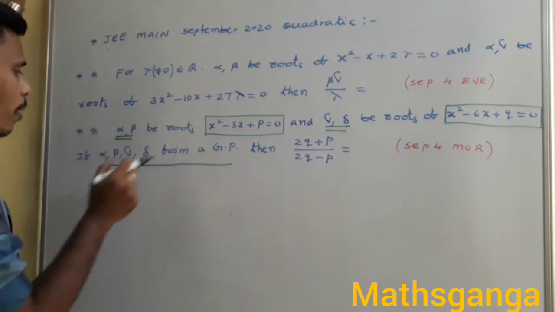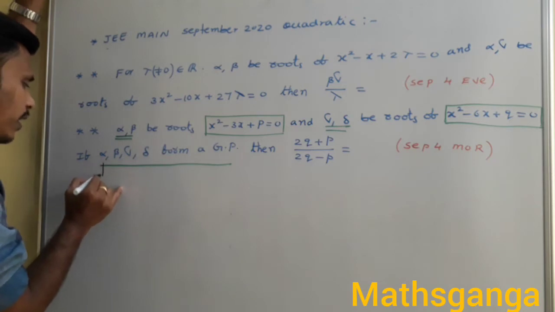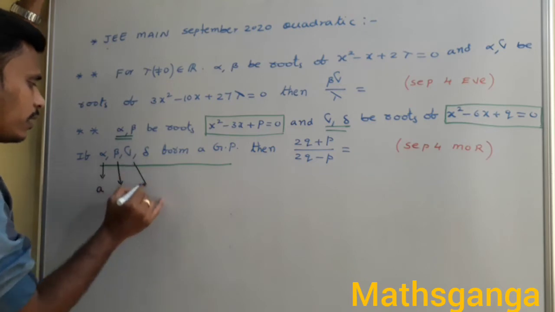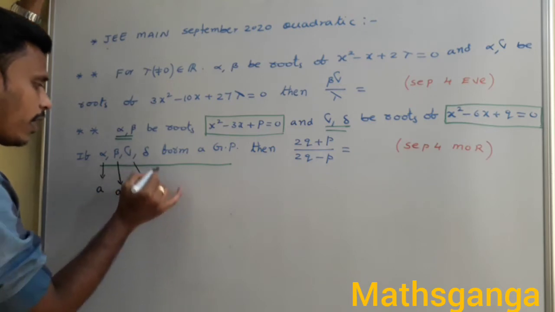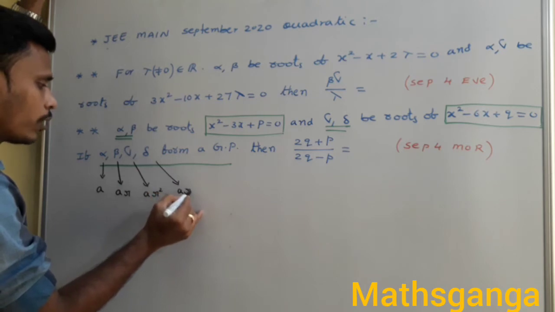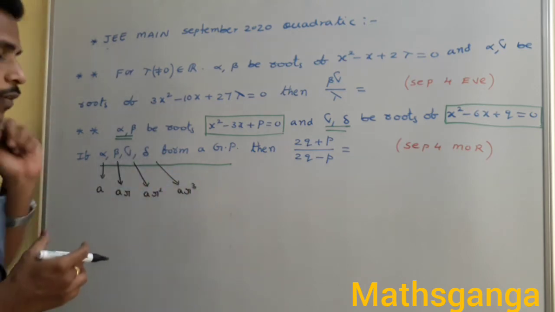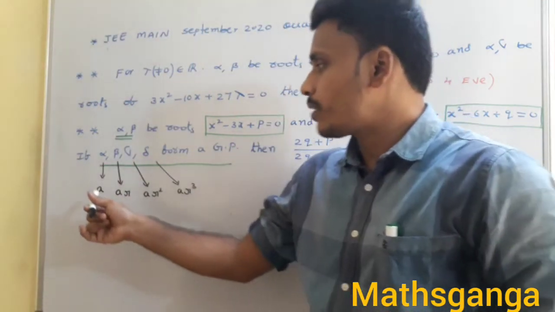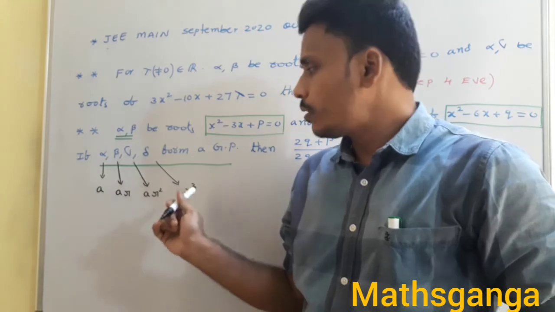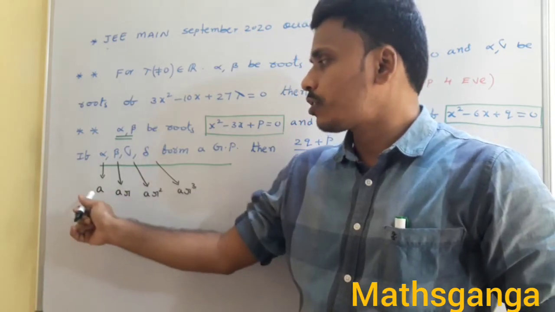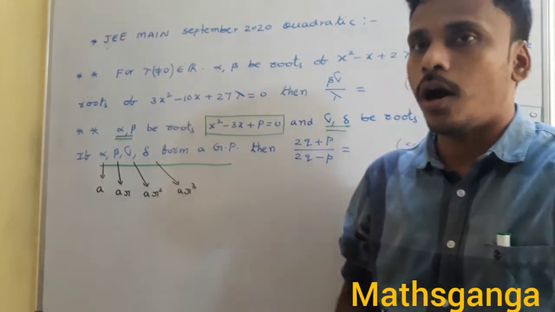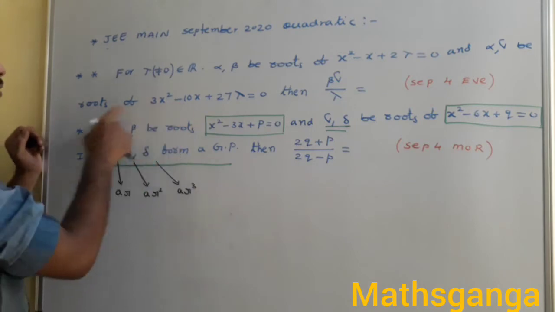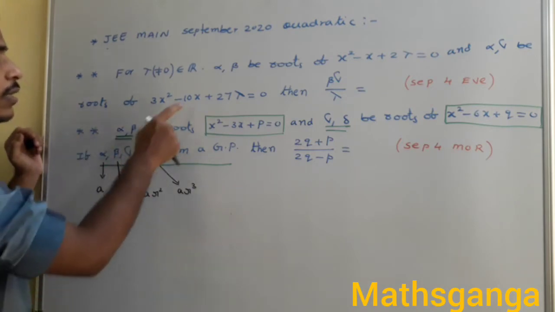First of all, they are forming a geometric progression. Since they are forming a geometric progression, I will consider the first one as some a, beta as ar, gamma as ar square and delta as ar cube. You just consider the roots alpha, beta, gamma, delta. This is a geometric progression with the first term a and the common ratio r.